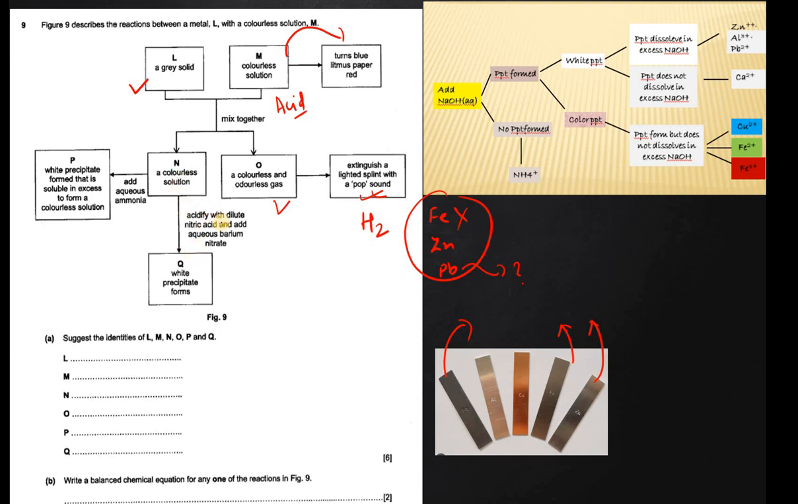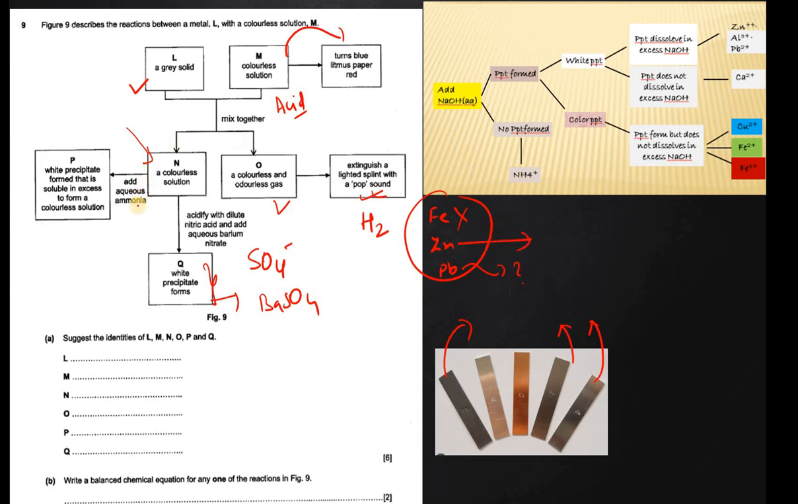So when you add acidified dilute nitric acid and barium nitrate, what are we checking? We are checking for the presence of sulfate ion, right? And a white precipitate forms, it means barium sulfate is forming. It means this solution has a sulfate. So calcium sulfate and lead sulfate are gone. It means the only option we have now is zinc.